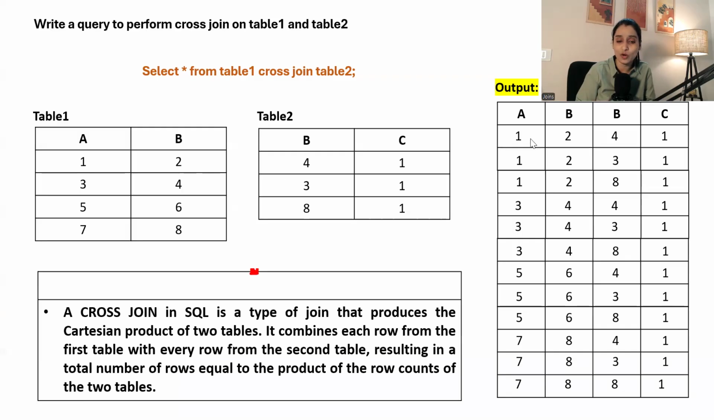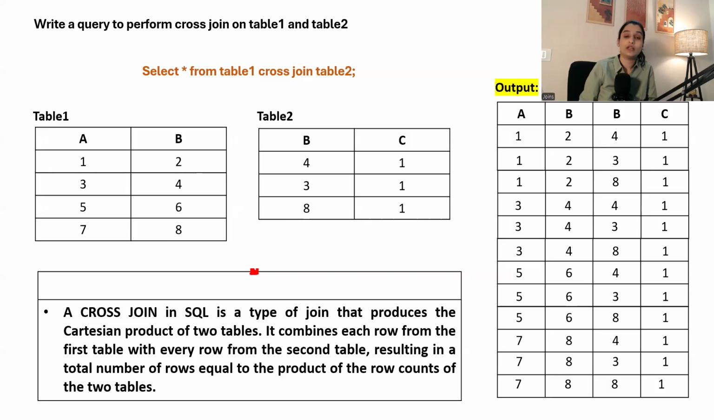So how many rows did we get? 1, 2, 3, 4, 5, 6, 7, 8, 9, 10, 11, 12 rows we got. How 12 rows? You can check, 4 rows are present in table 1, and 3 rows are present in table 2. So 4 multiplied by 3 is 12, correct? That's why we mention Cartesian product of two tables. It combines each row from the first table with every row of the second table.